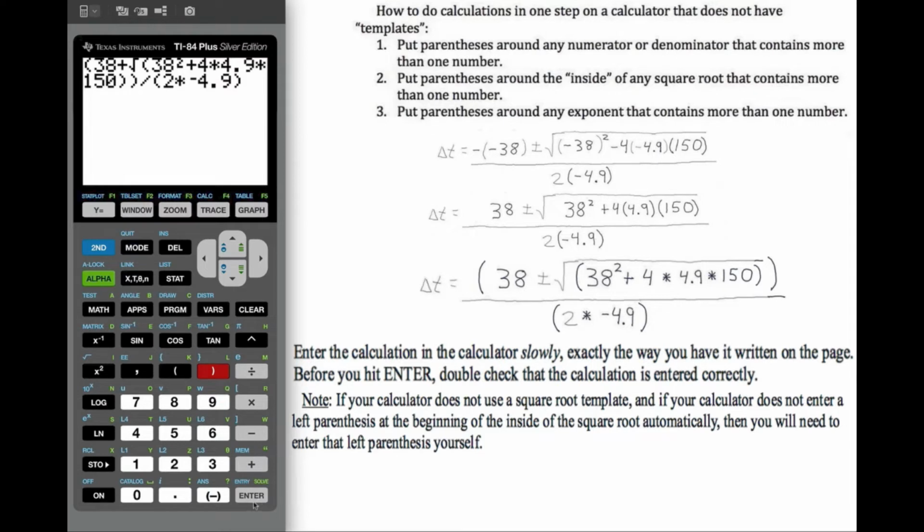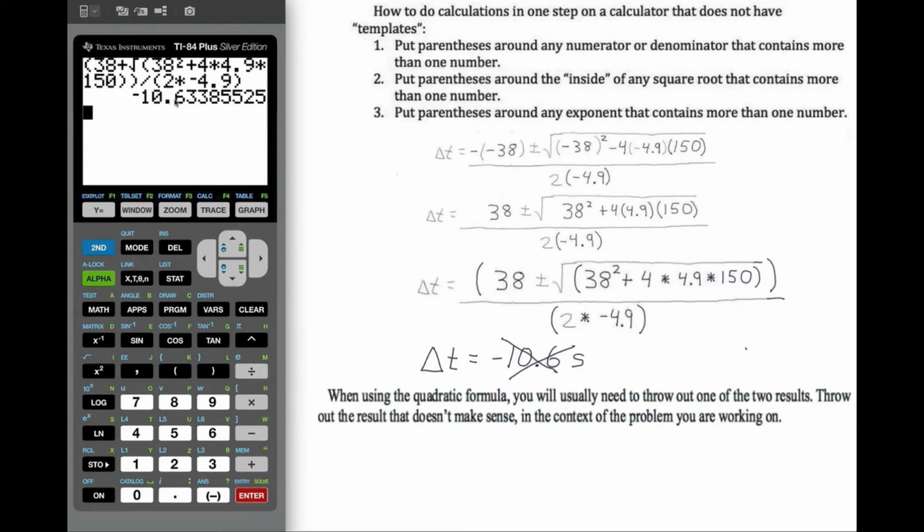Now we can hit enter. Our first result is negative, and time elapsed cannot be negative. So we throw out that result and redo the calculation. We use the arrow key to go up to the previous calculation, enter to retrieve that calculation, and we use the arrow keys to move over here, and we're now going to change this addition into a subtraction. And now we can try the calculation again.